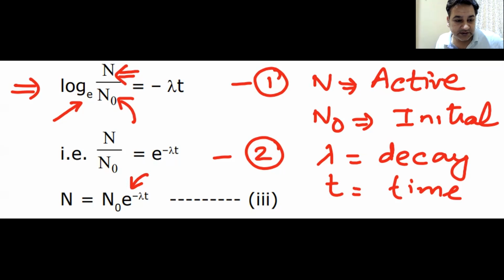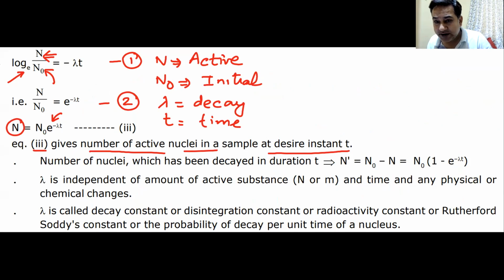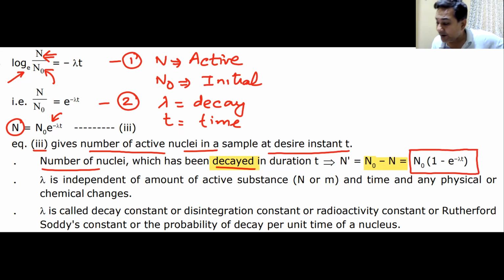Done, sir. Then, equation number 3 gives us the number of active nuclei at any instant. So this N stands for the number of active nuclei. We understand this? Yes, sir. One more thing they can ask: how many nuclei have decayed? Initial number is N naught. Right now the number is N. So if I subtract N from N naught, this is the number that has decayed. So the number that has decayed is N naught multiplied by 1 minus e to the power minus lambda t. We understand this?